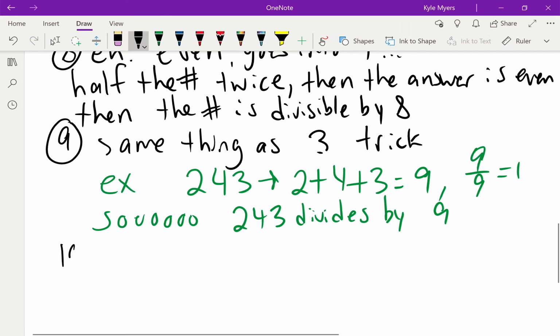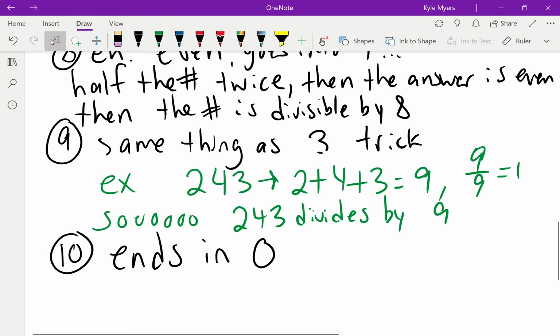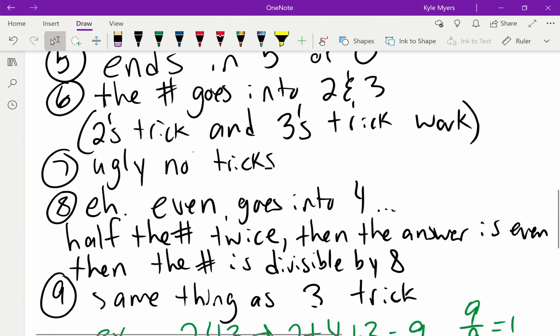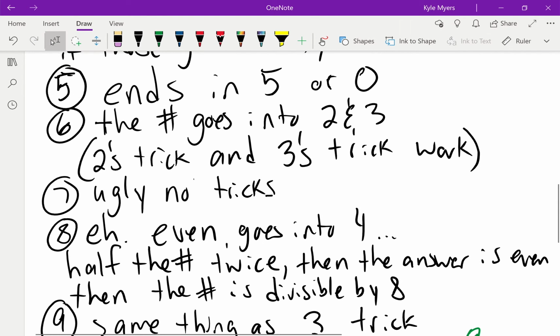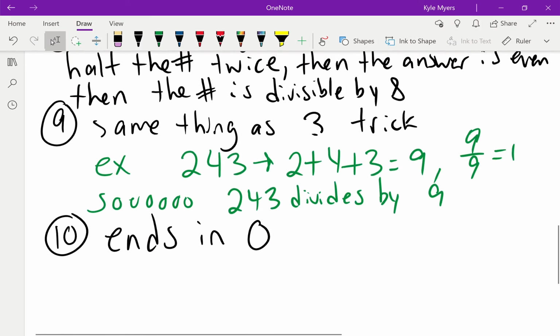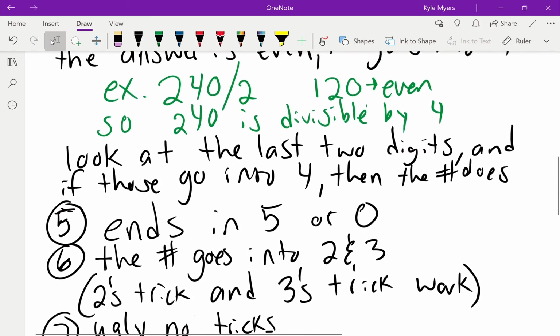All right. And last one, the easiest one, actually. We're ending with the easiest one. You guys know this. If it divides by 10, then it ends in 0. And actually, fun fact, 10 is 5 times 2. It's sort of like the 6 trick, where the 2's trick and the 3's trick both work, which I put in parentheses here. Well, 10 is basically 5 times 2, so it's the 5's trick and the 2's trick.